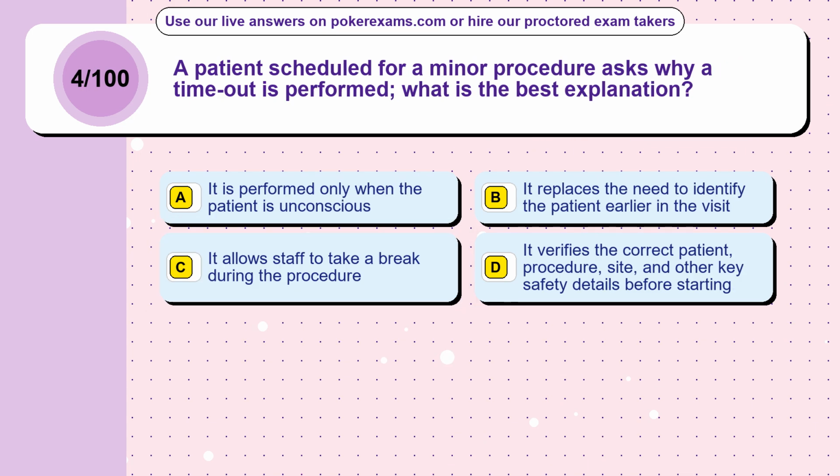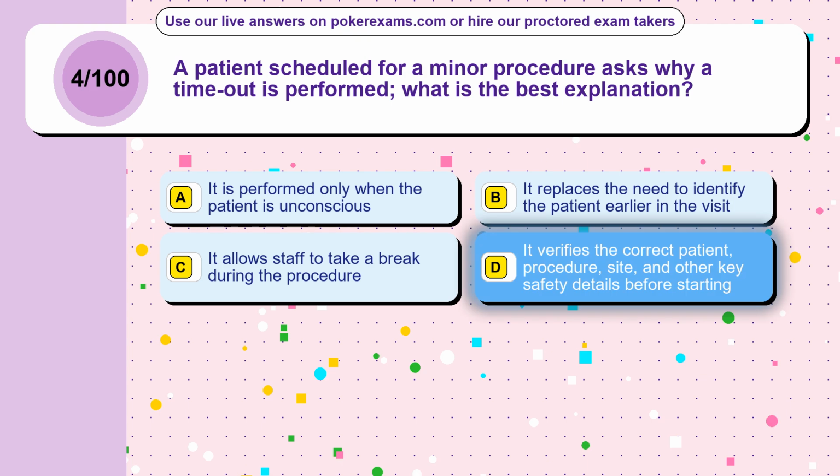Question 4. A patient scheduled for a minor procedure asks why a timeout is performed. What is the best explanation? Option A. It is performed only when the patient is unconscious. Option B. It replaces the need to identify the patient earlier in the visit. Option C. It allows staff to take a break during the procedure. Option D. It verifies the correct patient, procedure, site, and other key safety details before starting.